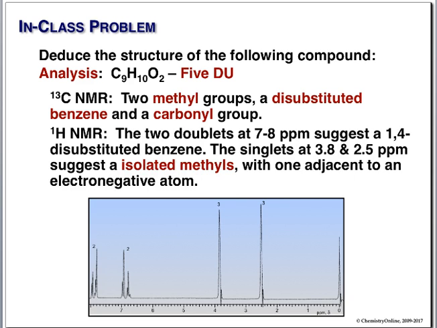We have 1,4 disubstituted benzene. We have 2 isolated methyls. We have 2 oxygens. 1 has got to be a carbonyl. This guy is shifted way down, so it's probably next to an oxygen, isn't it? This one is 2.5-ish, not really shifted so much.